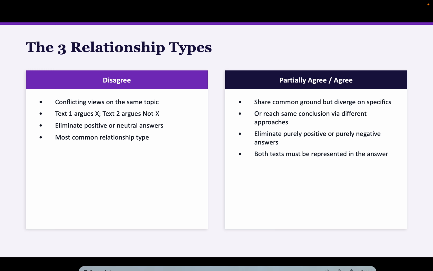So in those cases, maybe you can consider that as a full agreement or really just a reflection. But usually there will be some kind of partial agreement. So they might share some common ground.